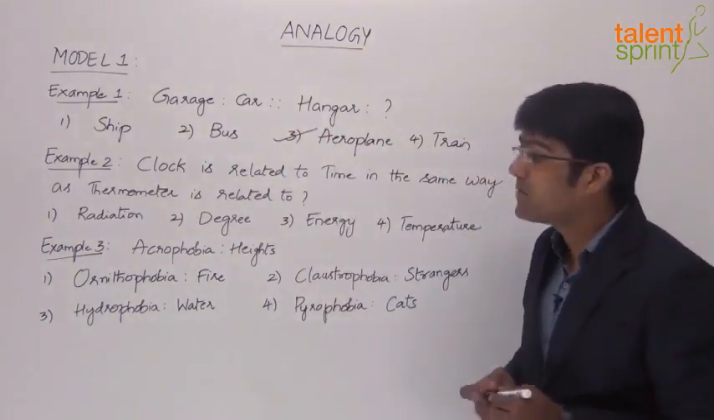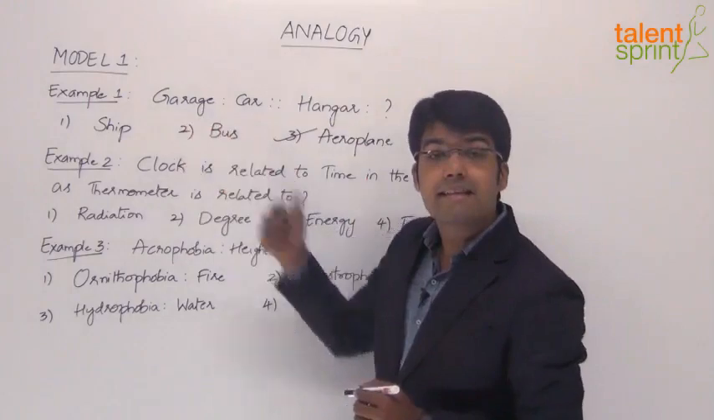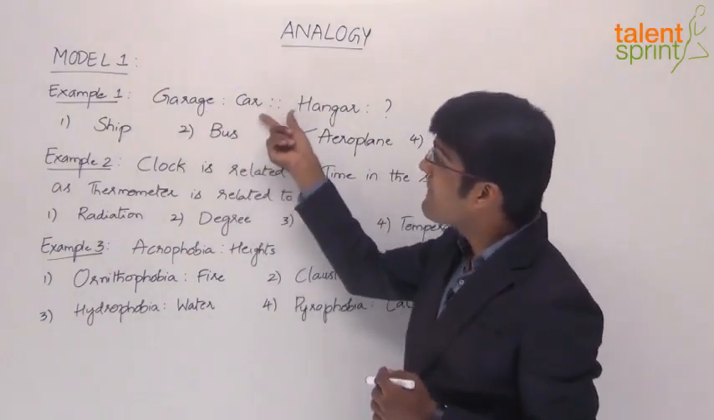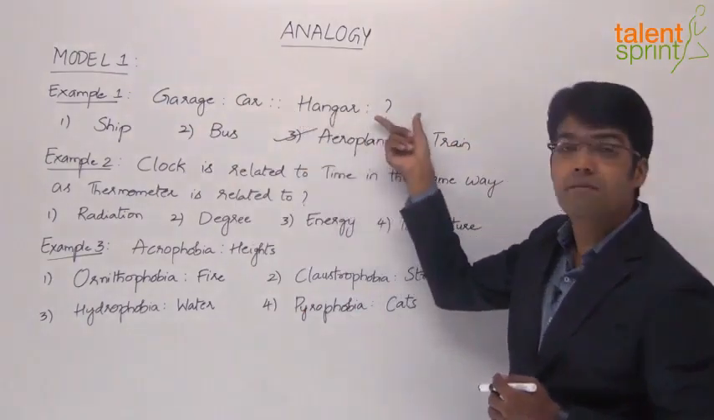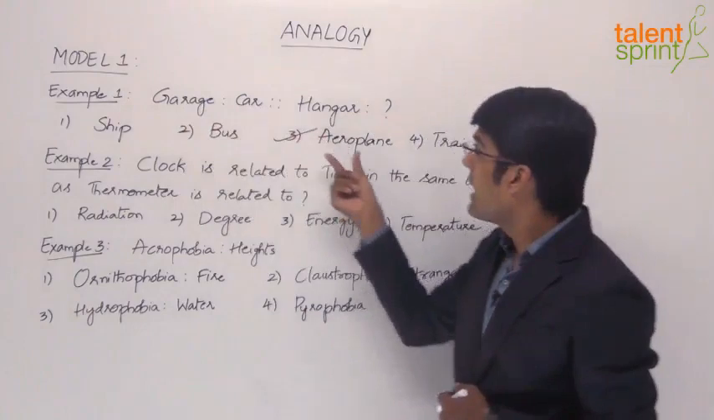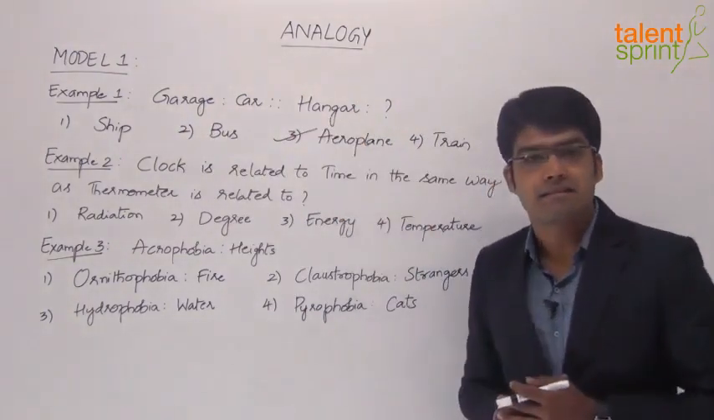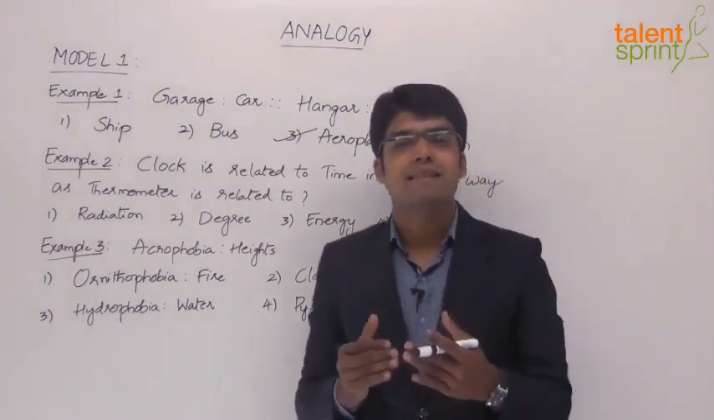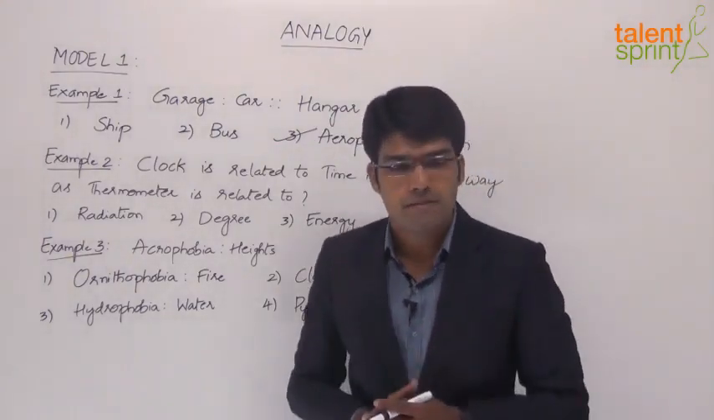So if we try to look at the two sentences now, we find that these two are analogous to each other. Garage is a parking area for car in the same way as hangar is a parking area for aeroplane. Or we can say cars are parked in garage. Aeroplanes are parked in hangar. So that's how we can solve questions from analogy by making a sentence from the given pair of words.